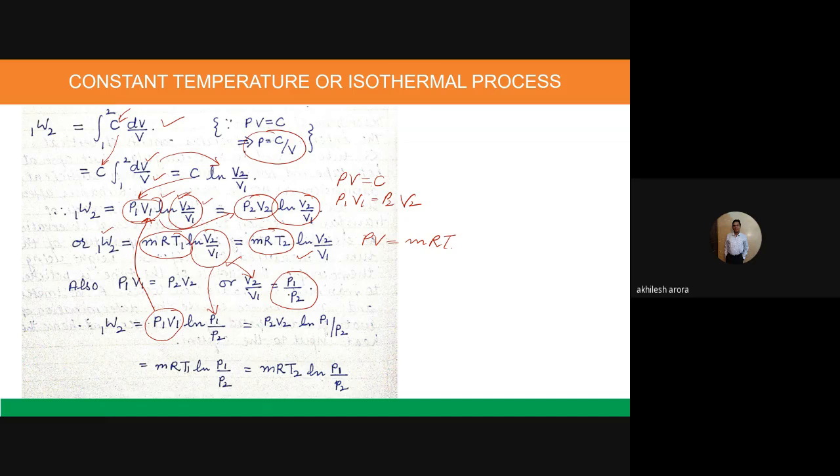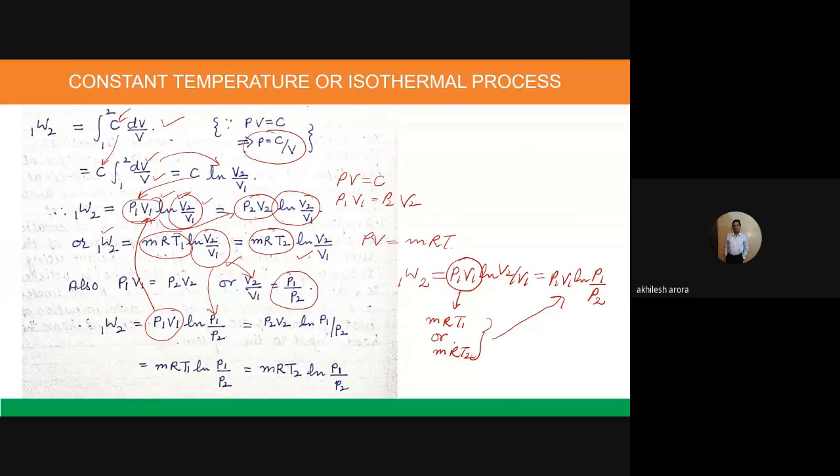So actually, there are a number of equations which I can write for the isothermal process for work transfer. One is P1 V1 log natural V2 by V1, and this can also be written as P1 V1 log natural P1 by P2, and this term is equal to MRT1, or we can also write MRT2. So you can use anything in this particular case.